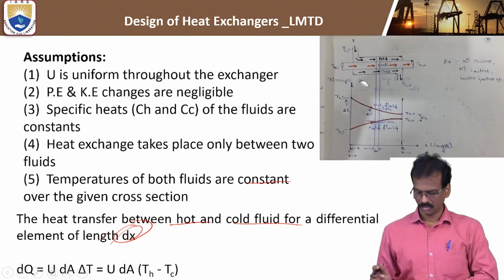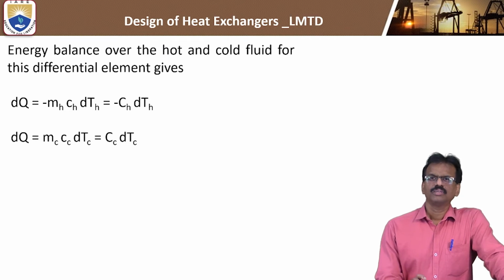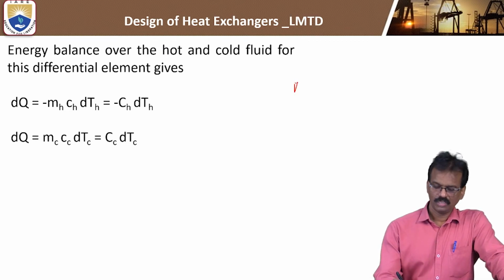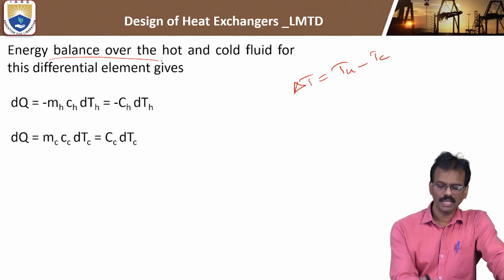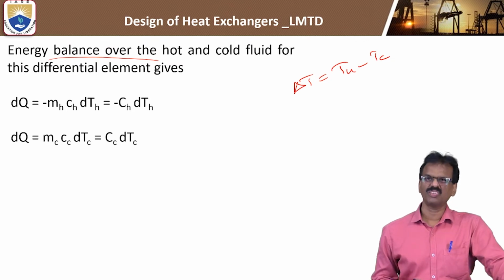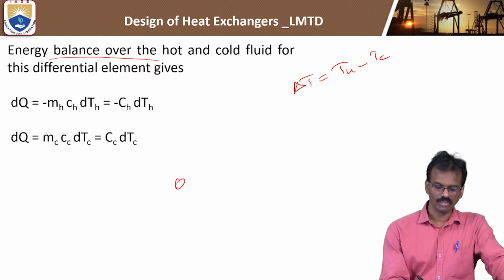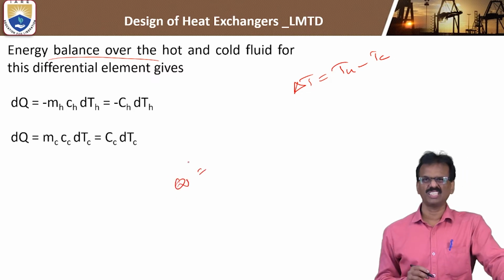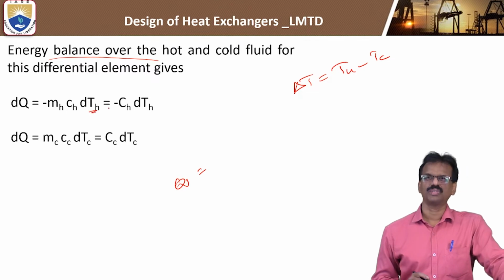This is the same diagram. You know that delta T is equal to TH minus TC. So you know the energy balance equations for the small elemental area; you have to consider that one. So you know that Q is equal to mH CH into delta TH, the temperature of the hot fluid.